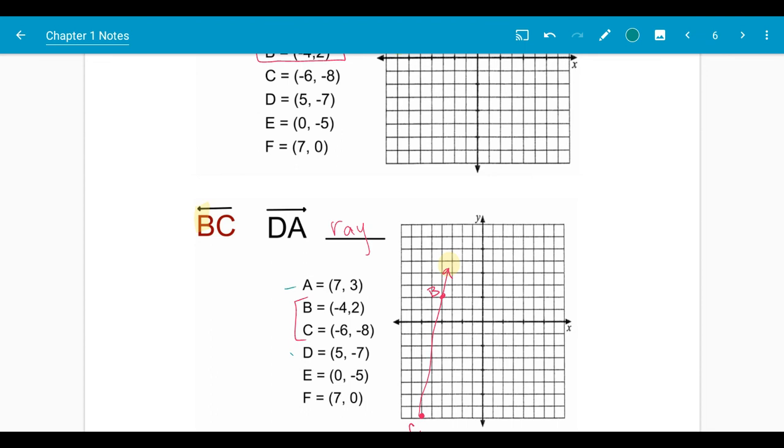Okay, DA is, so the coordinate for A is 7, 3. D is 5, 1, 2, 3, 4, 5. Negative 7 here. That's D. This one, the arrow is over A. So we're going to start at D, go through A, and put our arrow on the A side.